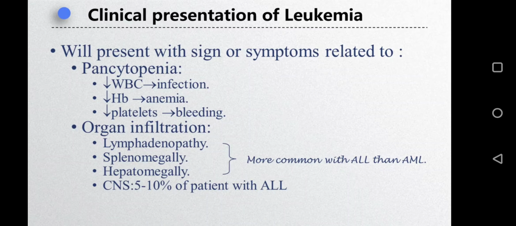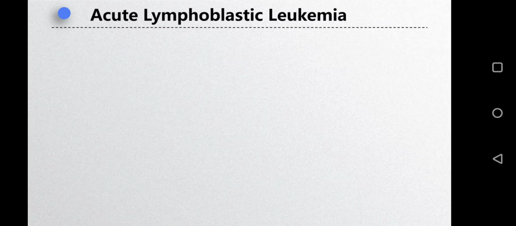Lymphadenopathy, splenomegaly, hepatomegaly, and central nervous system involvement. Most of these happen more commonly with ALL than AML. Now let's learn about acute lymphoblastic leukemia.